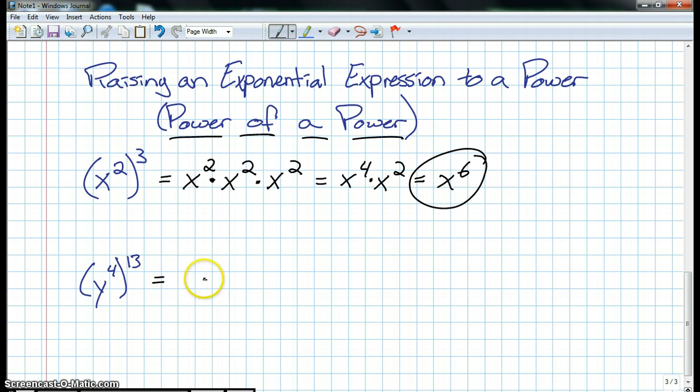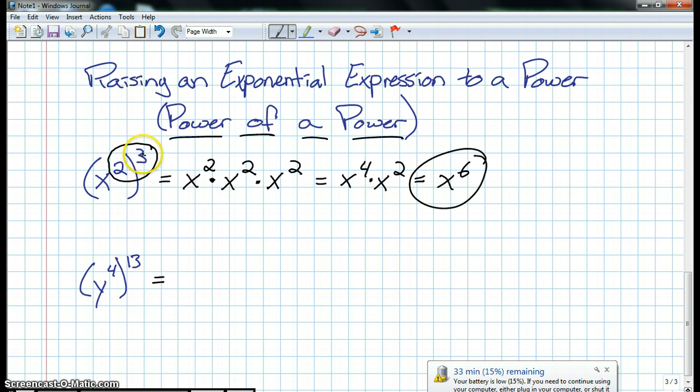Okay, instead of expanding this one and writing y to the 4th 13 different times, hopefully you used the trick that you might have noticed from the one before. If we had x squared to the 3rd, if you multiply these two exponents, that will give you the final exponent here. So if you look at 4 and 13 and find the product of 4 and 13, which happens to be 52, that gives us our final exponent. It becomes y to the 52nd.